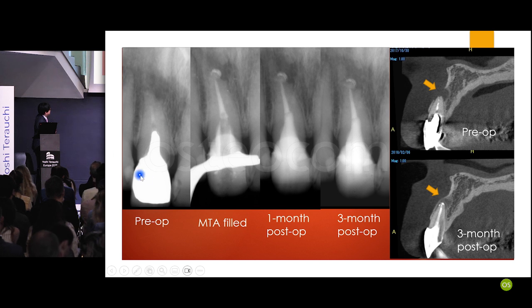Another case, I remove the coronal restoration, I remove the post, I place composite, bonded to the tooth, and this is MTA. And this is 3 months post-op. You see nice periapical healing compared to the pre-op radiolucency.